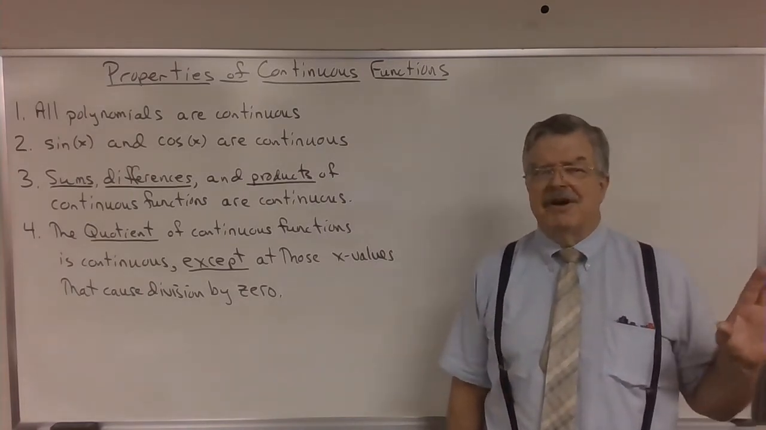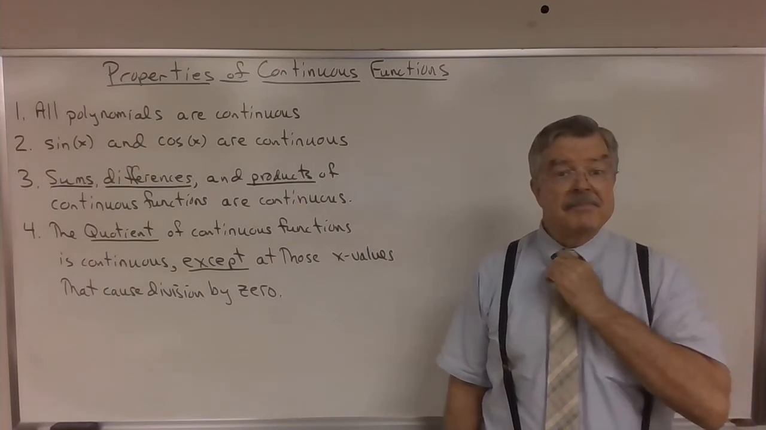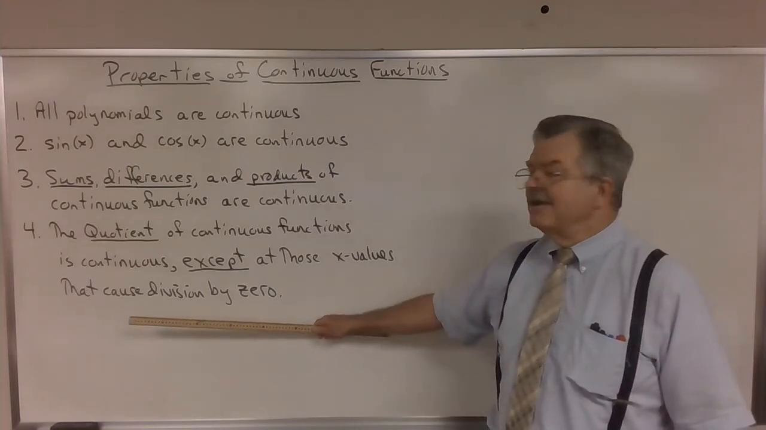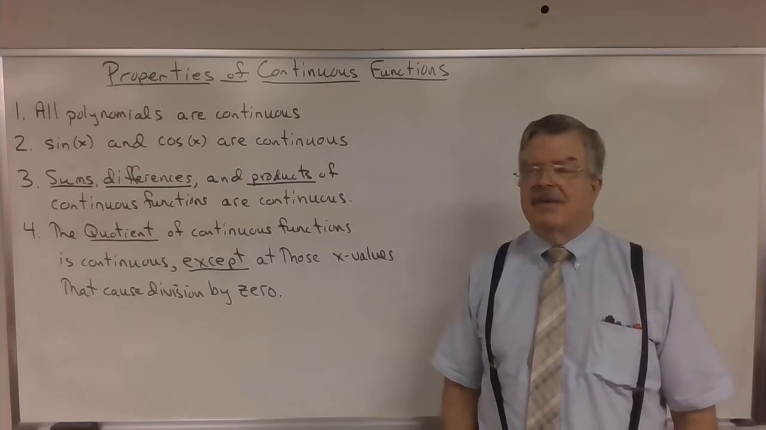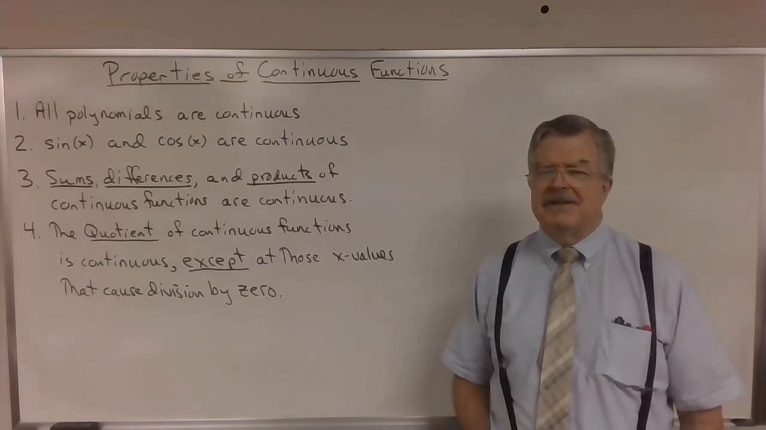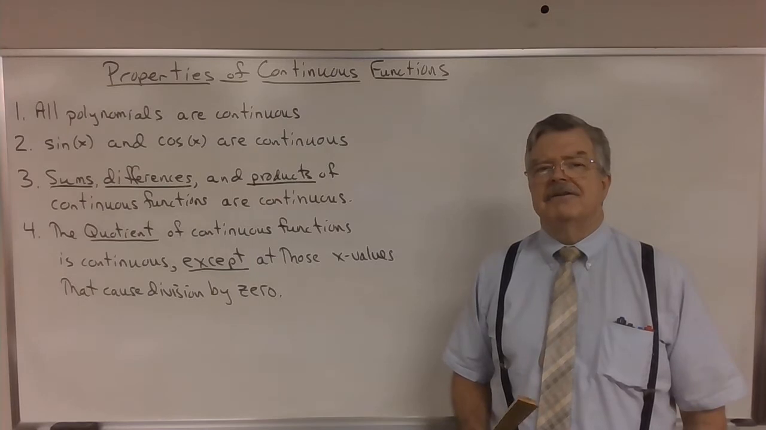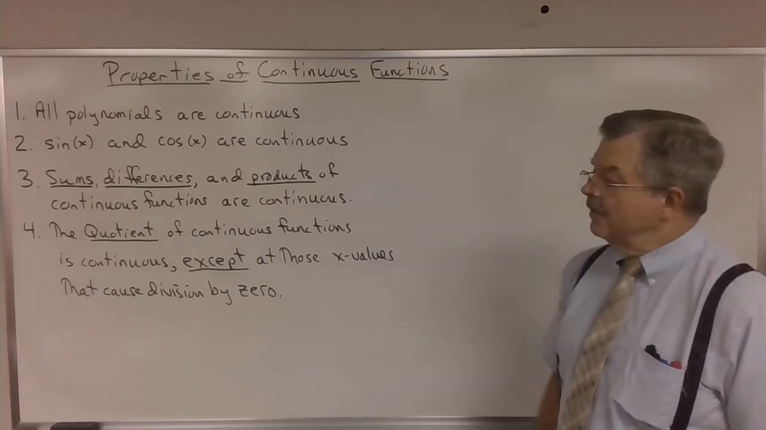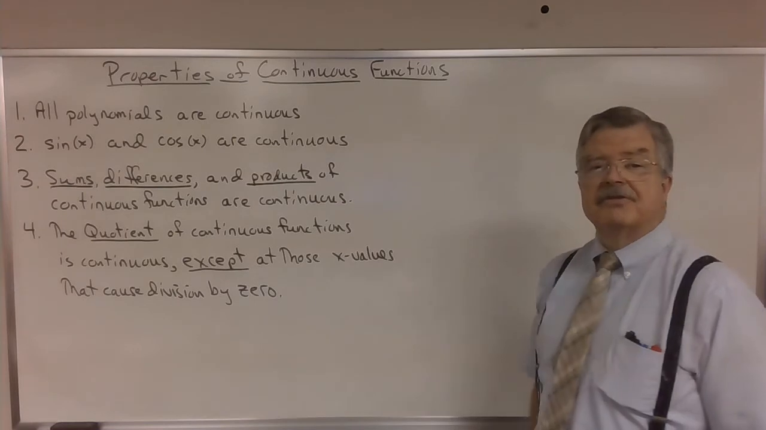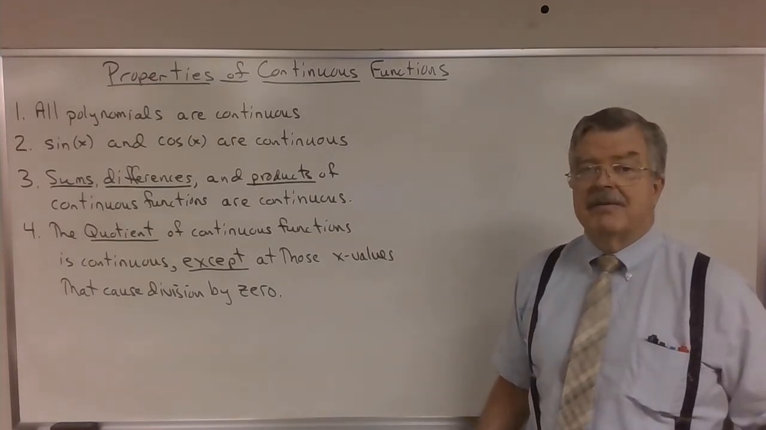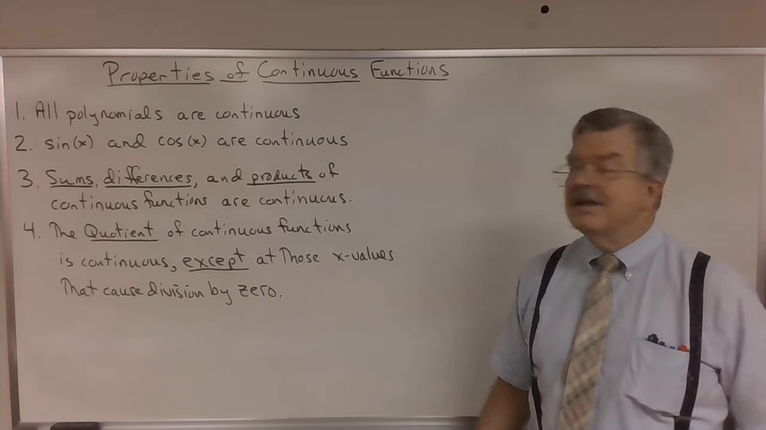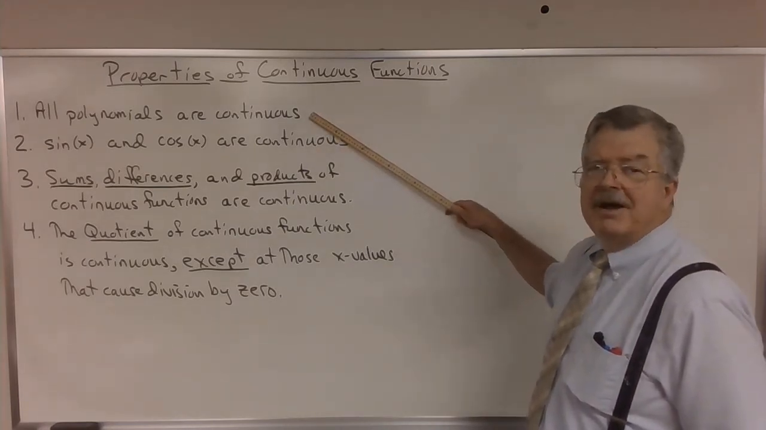Now, at this stage in our mathematical development, we have a pretty good idea what a polynomial is. But I'm going to make sure after we consider all four things on this list that we know exactly what a polynomial is. And you know, there's a really easy way to define polynomial. So we're going to do that after we look at these four points. But the first point, all polynomials are continuous. And that's a biggie right there, because a lot of the functions that we work with are polynomials. So this covers an awful lot of possibilities right here.